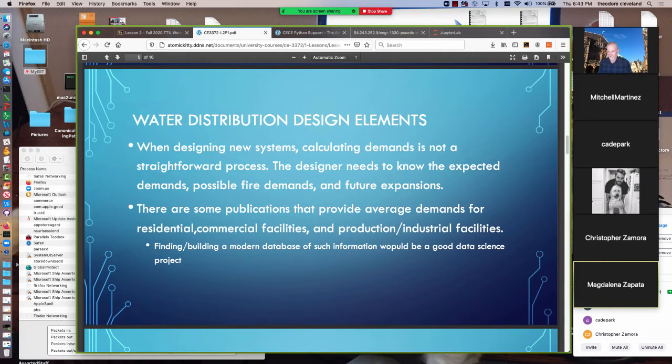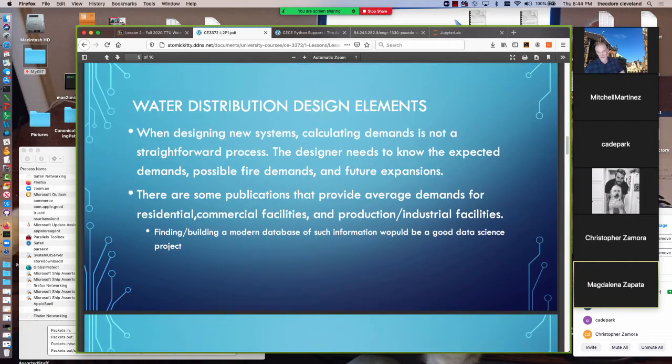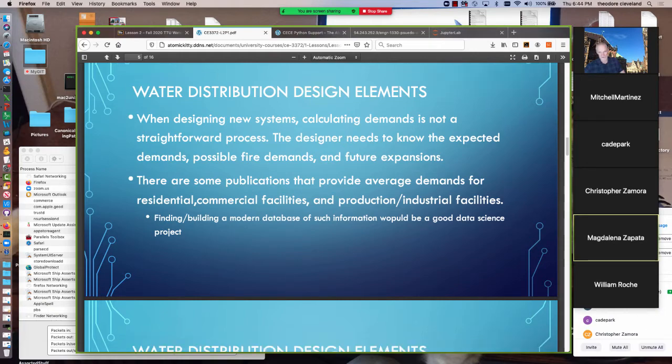If someone were able to find or build a modern database of such information, that would be a really good data science project for the future. It may have already been done, but it's not something I'm aware of, and I certainly looked for it. I've looked for that recently. That would be a handy tool to have around. But in the meantime, we would refer to various publications, and some of the ones that are on the server here for the class have tables aimed exactly at this particular topic.